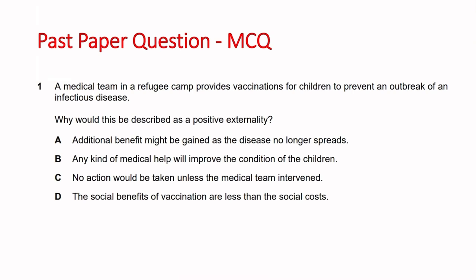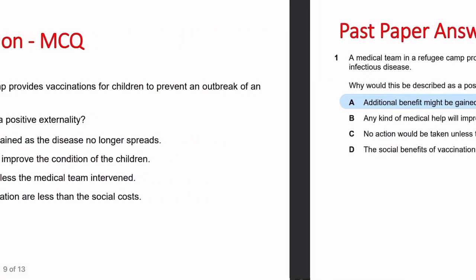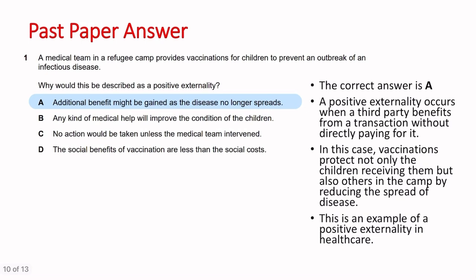Okay, the time is up. The correct answer is A. The additional benefit might be gained as the disease no longer spreads. This is because a positive externality occurs when a third party benefits from a transaction without directly paying for it. In this case, vaccinations protect not only the children receiving them, but also others in the camp by reducing the spread of disease. This is an example of a positive externality in healthcare.